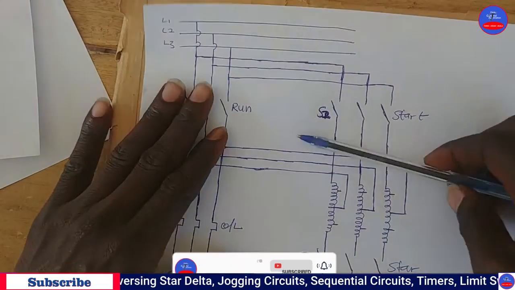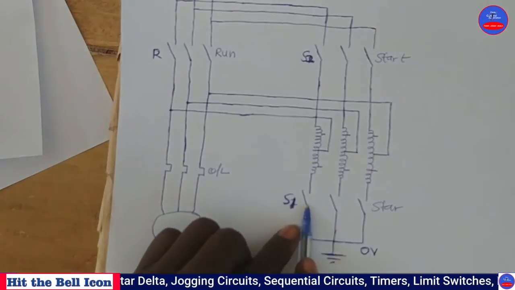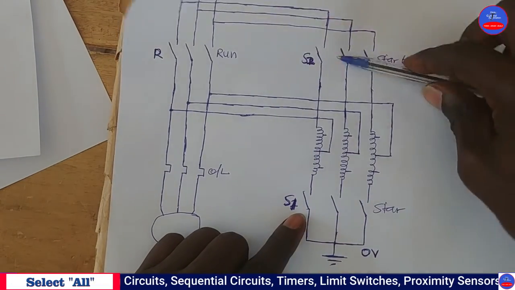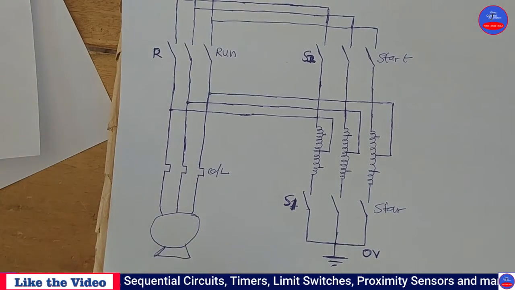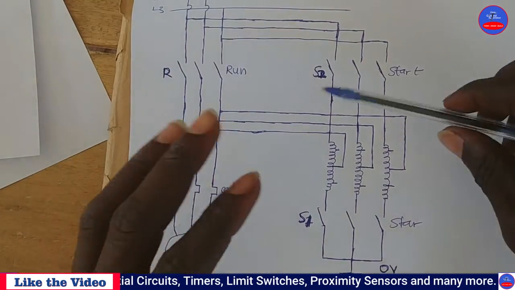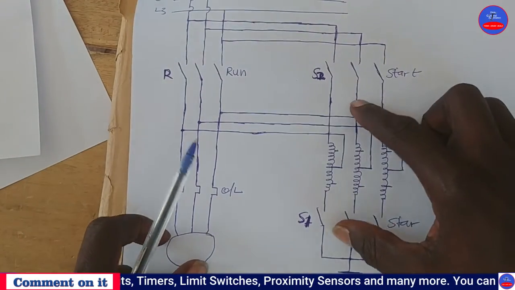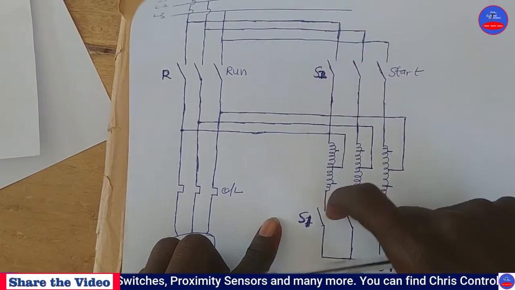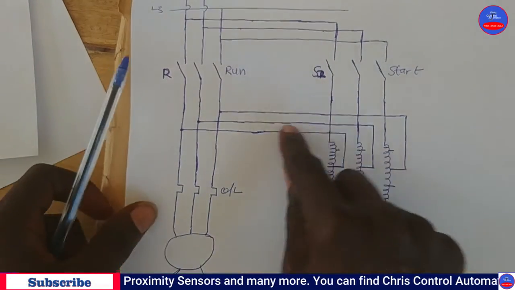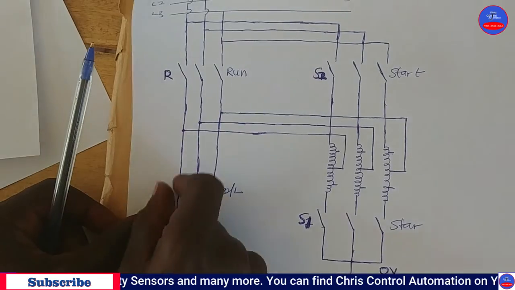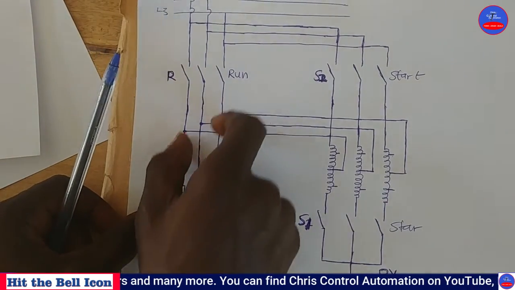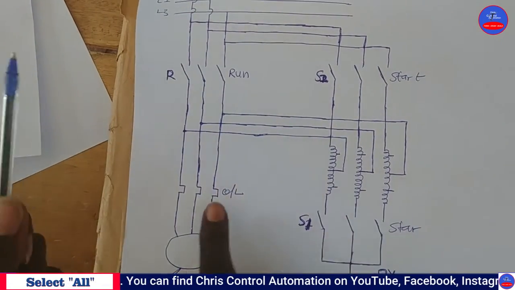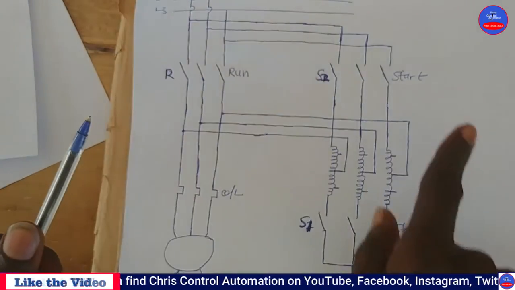Now, why is it that the S1 would have to open first before this? Assuming the motor is big, this is a closed transition. Assuming the motor is a bigger size motor, and they all open at the same time. The moment they open, it means that power is going to be cut from the motor. So when the power is cut from the motor, the motor will still be in operation.